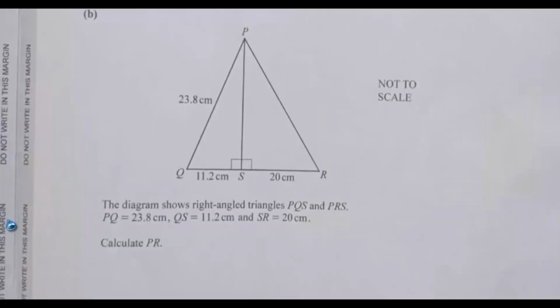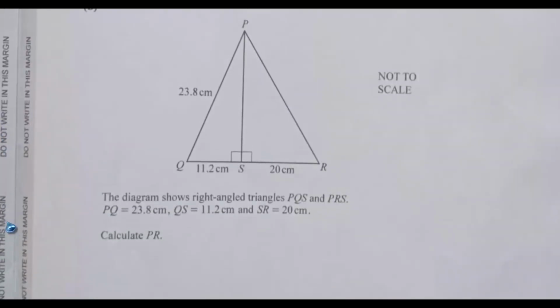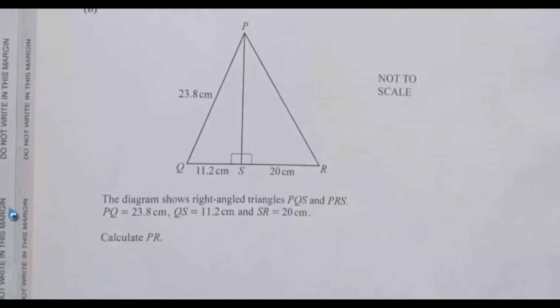Here the diagram shows right angle triangles PQS and PRS. PQ is given as this, QS is given as this, and SR is given as this. Calculate PR. That is this side. To get this side, you must first find this side, which is PS. So the first thing is to find PS.